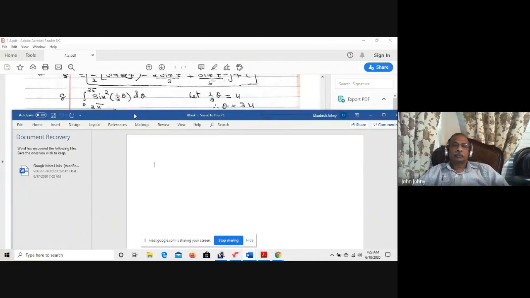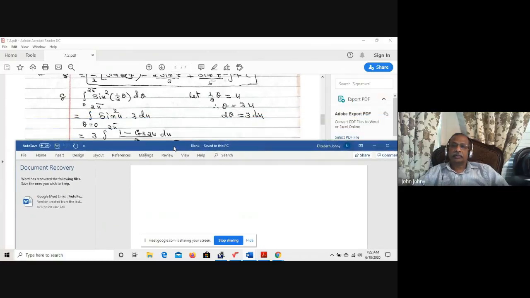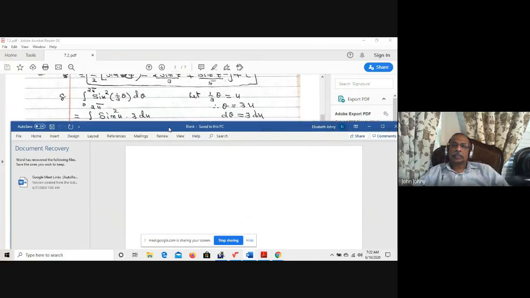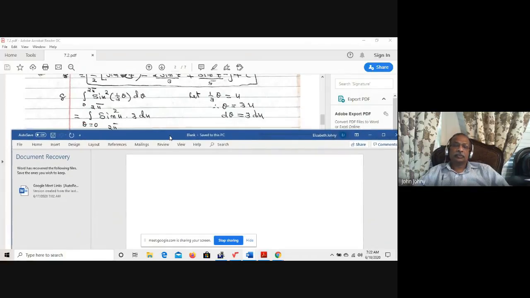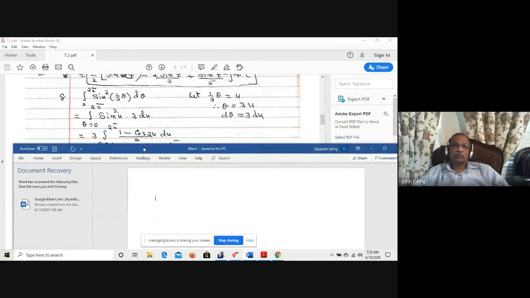Integral 0 to 2 pi sine square 1/3 theta d theta. First, let us use a small substitution. Let 1/3 theta is equal to u. So theta is equal to 3u. D theta is equal to 3 du. So this becomes theta varies from 0 to 2 pi sine square u times 3 du. Now you use the power reducing formula here. So sine square theta is 1 minus cos 2 theta over 2.